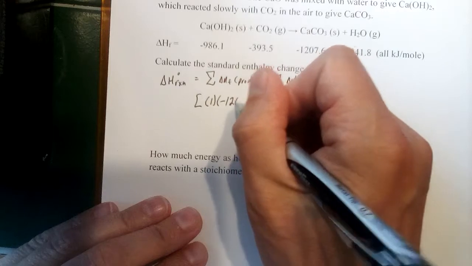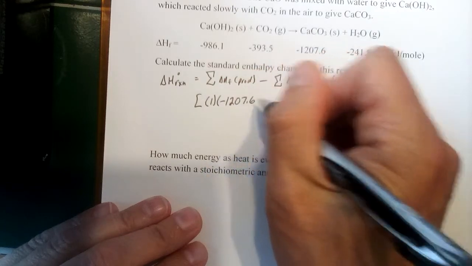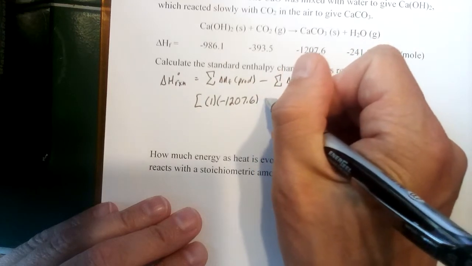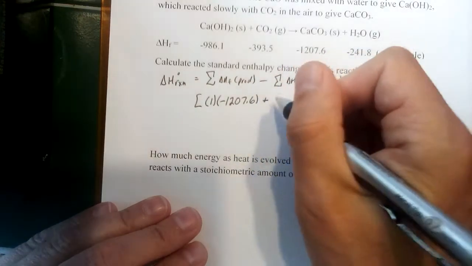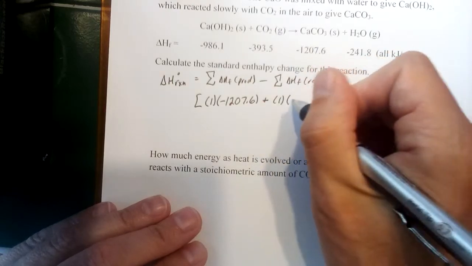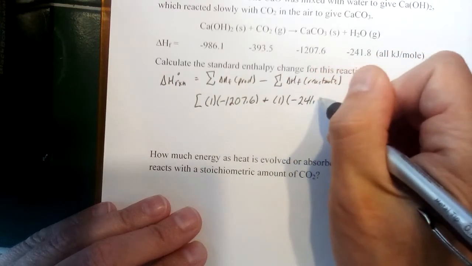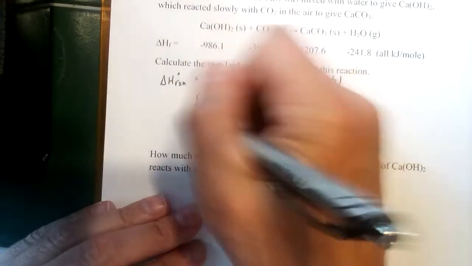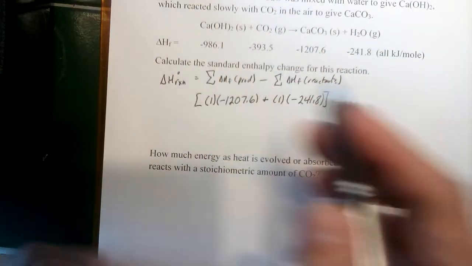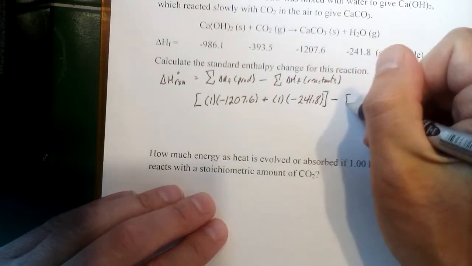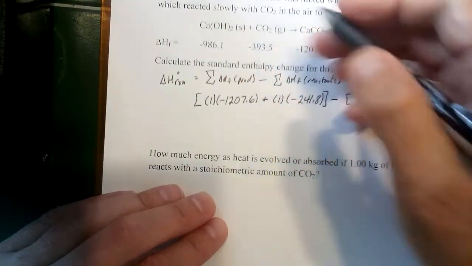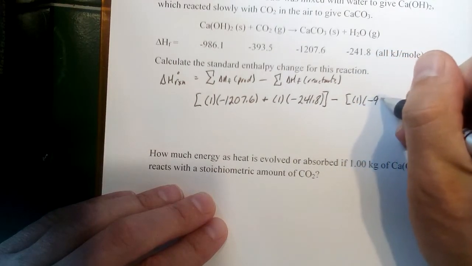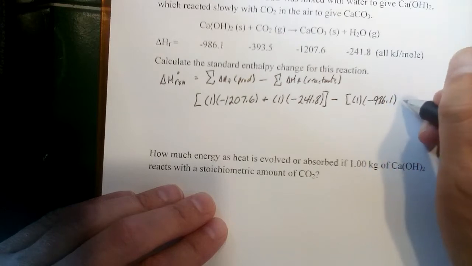So negative 1,207.6 kilojoules. I'm summing, so I'm going to add the other product. There's 1 mole of water, and its enthalpy of formation is minus 241.8 kilojoules. Okay, so square brackets there to finish off sum of the products. I'm going to subtract the sum of all the reactants. Now they're both 1 mole as well, so 1 mole of calcium hydroxide minus 986.1 kilojoules.